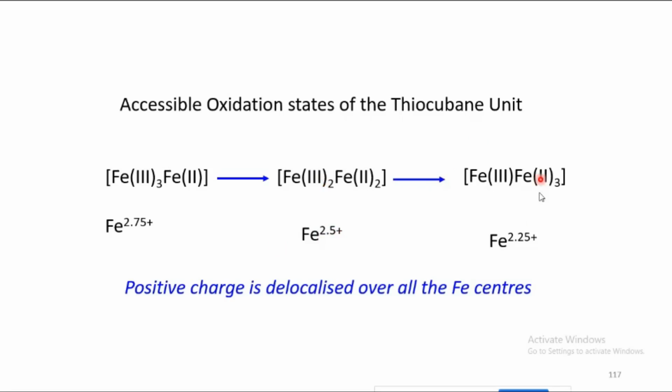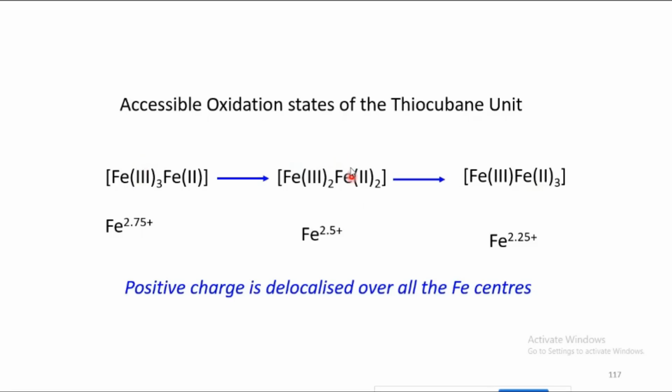If it undergoes 1 electron reduction, what would happen? 1 iron center will be in the +3 oxidation state, and the remaining 3 will be in the 2+ oxidation state. But the calculated electron density clearly indicates that each iron center has partial oxidation state character. This is for the thiocubane structure.